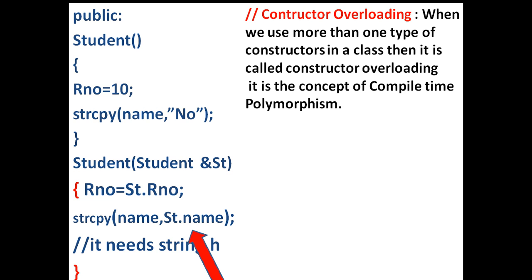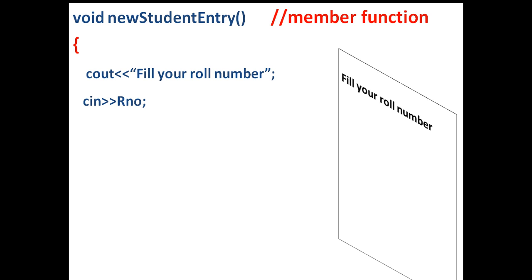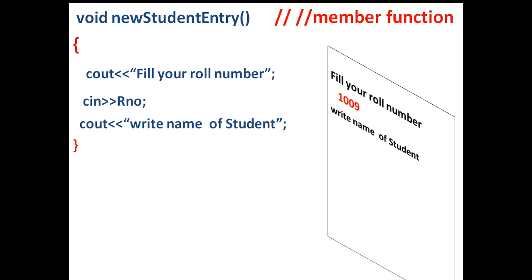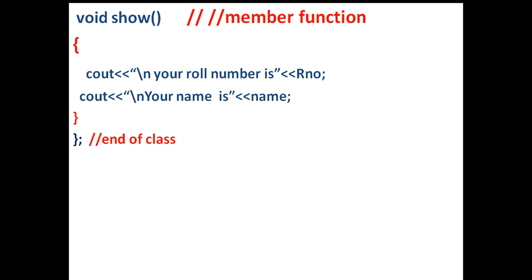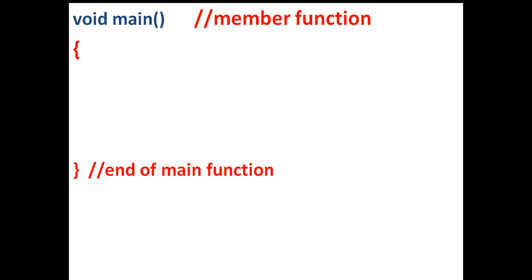So we are creating here a member function for getting entries of roll number and student name. We are also creating a show function for showing the field details. And after the member functions, we are ending the class. A class is always ended by a semicolon.